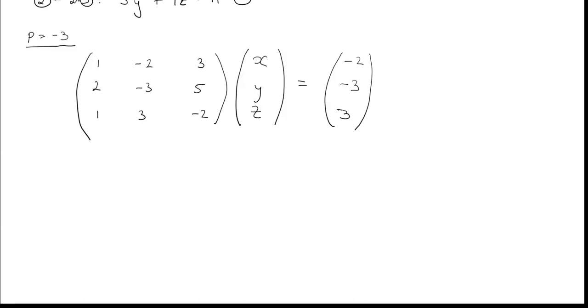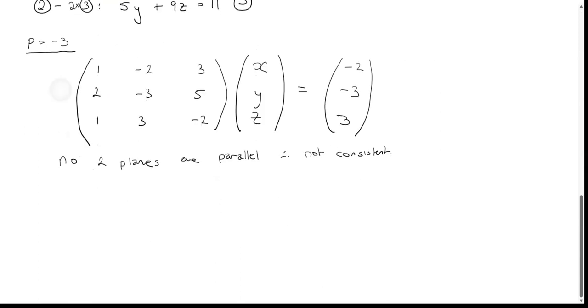Right, and again we can see that if we compare any 2 rows, none of them are multiples of one another. And you can quickly see that. So again, no 2 planes are perpendicular, no 2 planes are parallel. Therefore, they're not consistent. Okay, so now I'm going to eliminate x. So the same method we used before. Eliminate x.